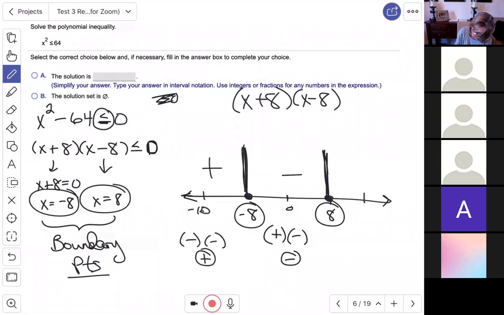All right, and then the same thing over here. If you did positive 10, you would get positive and positive. Two positives give you positive. All right, so that's your sign chart.